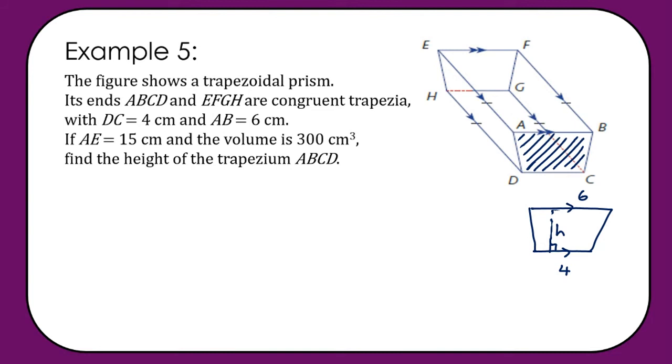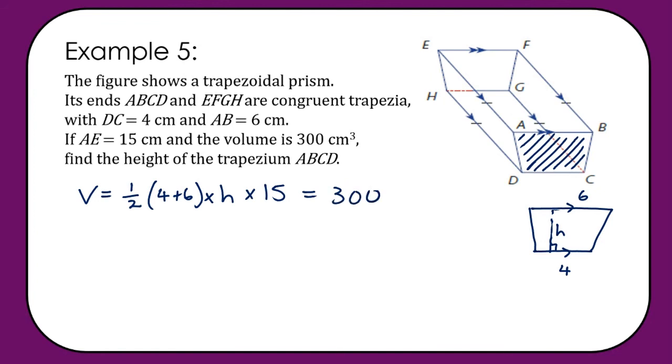Okay, so we know that the volume of this shape is going to be the area of that trapezium, which if we recall our formula is half times (a plus b), the sum of the lengths of the two parallel sides, so 4 plus 6 in this case, and then times the height, which is what we don't know. And then for volume, we're going to multiply by the length, and we're told that AE is 15. That's the length of this solid. So that is the volume, and that we know is equal to 300.